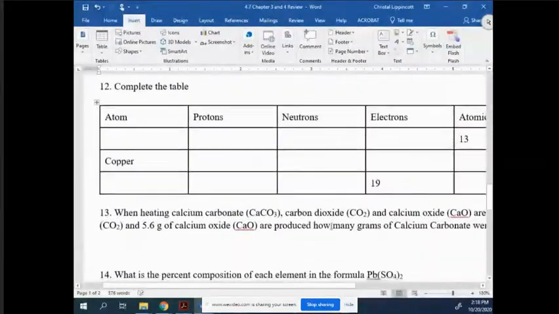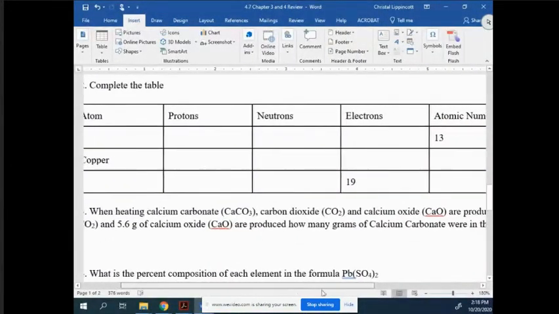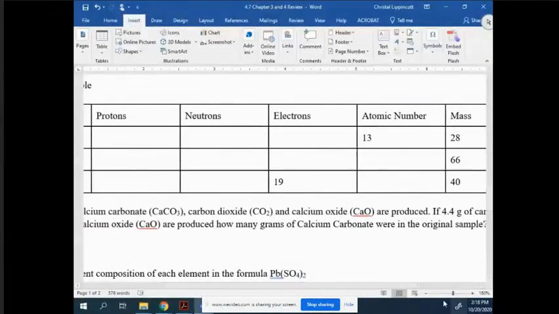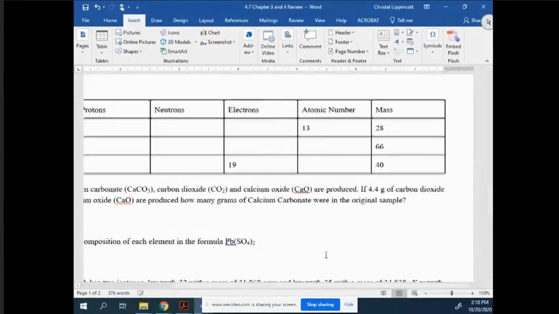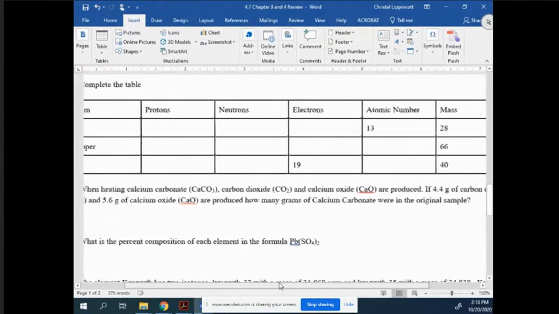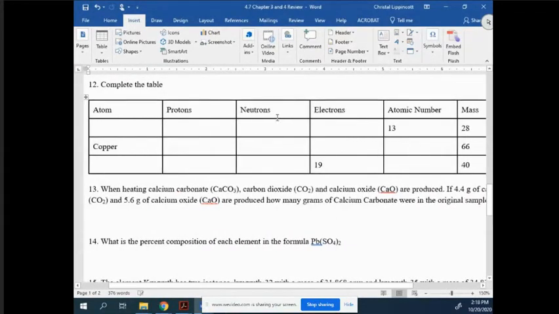Then they want me to complete this table. I need to shrink this down a little bit so we can get it all on here. Okay, there we go. So if we have a mass of 28 and we know that this is element 13, we're going to look on our periodic table, find element 13 that we identify as aluminum. If my atomic number is 13, that means that I have 13 protons. It also means that I have 13 electrons because this is an atom. The positive and negative charges are going to be equal to one another.